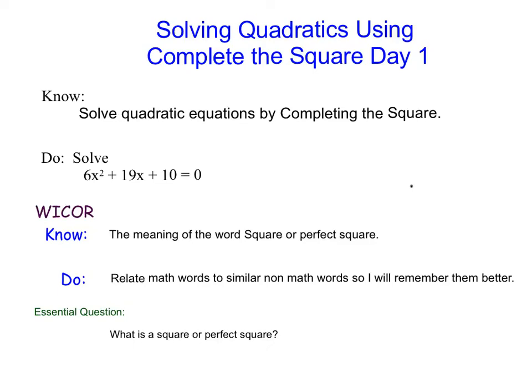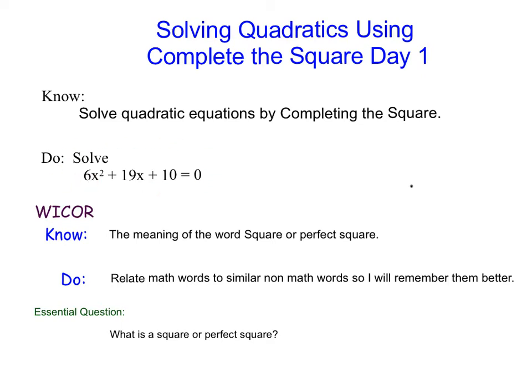In today's activity, we are going to be learning how to complete the square. Now, this is part one of a two-part series in completing the square. Our objective for today, as seen in the know and do, is to solve quadratic equations by completing the square. When we're all done with this, you'll be able to do a problem much like what is seen here in the do, right here.